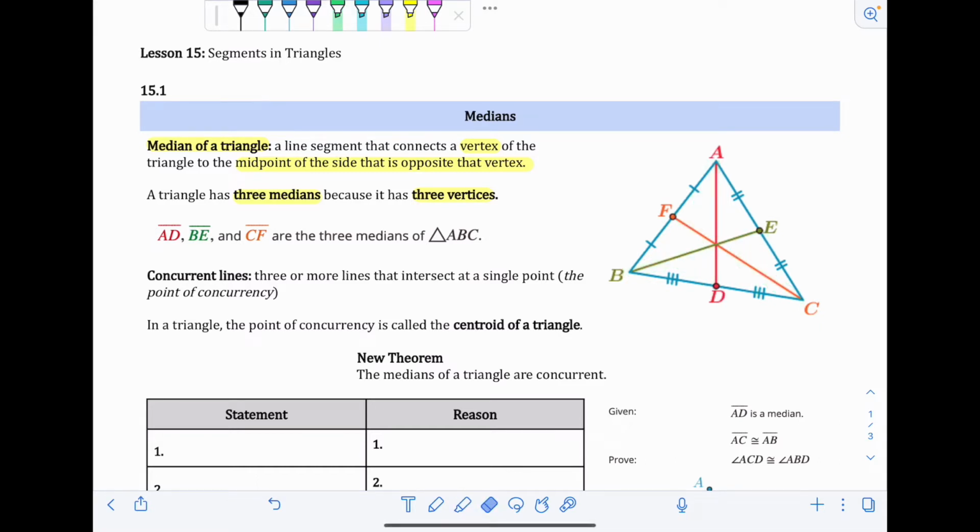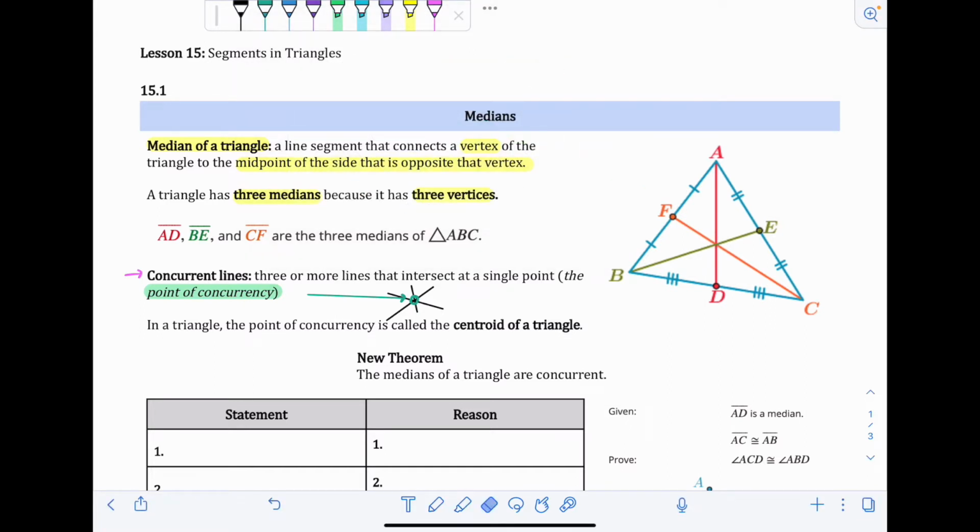Okay, moving down to where it says concurrent lines. Concurrent lines are three or more lines that intersect in a single point. They don't necessarily have to be in a triangle, but they're just three or more lines that intersect at a single point. If I have a line right here, a line right here, a line right here, those are considered concurrent lines. The point where they intersect is the point of concurrency. On this example it would be right here. On our triangle, it would be in the center.